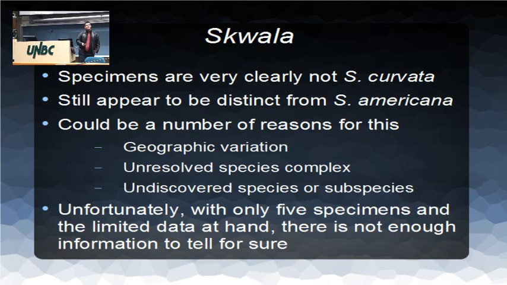It could be an unresolved species complex, in which we have a bunch of bugs that look similar and the genetics of the different species have yet to be sorted out. Or it could be something amazing, and we could have a new species or subspecies. But unfortunately, with only 5 specimens and the limited sequences that were provided to us, we really can't tell for sure at this point. So it's kind of anticlimactic, I'm sorry.